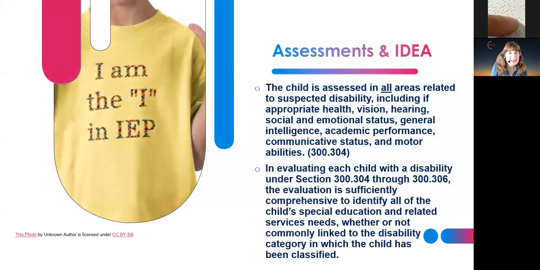So what does IDEA say about the assessment process? The child is assessed in all areas related to suspected disability, including, if appropriate, health, vision, hearing, social and emotional status, general intelligence, academic performance, communicative status, and motor abilities. In evaluating each child with a disability, the evaluation is sufficiently comprehensive to identify all of the child's special education and related services, whether or not commonly linked with the disability category in which the child has been classified.